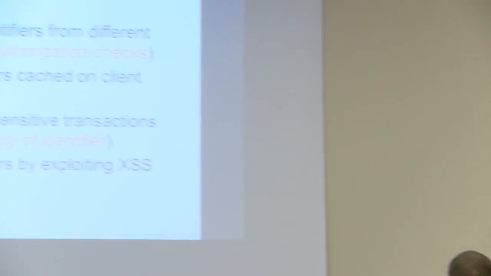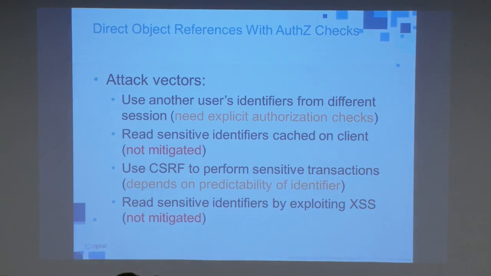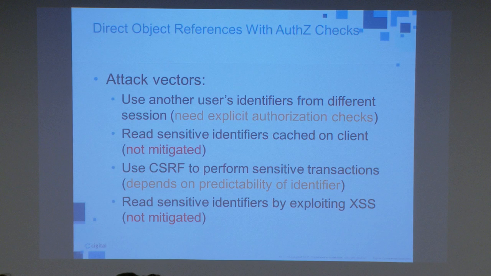Now, if we look at the attack vectors, we are not directly preventing using another user's identifier from your session. You have to do an authorization check. If you forget to do that, there's no inherent protection there. Once you pass the identifier to the client and it sends it back, there's no way for you to check, except with the user ID, whether the user has access to the object or not. With some of the other approaches, we will have a way to check, and we'll see that.